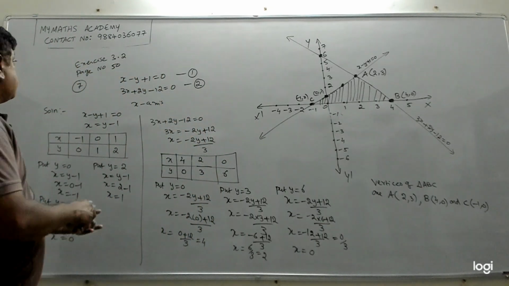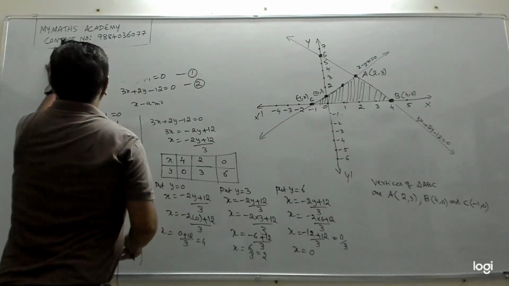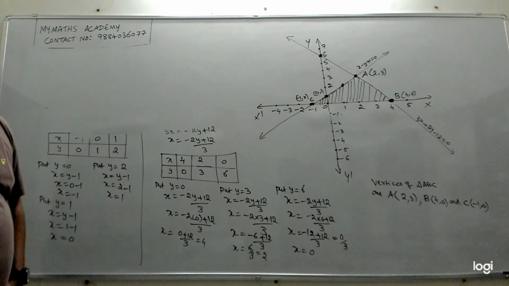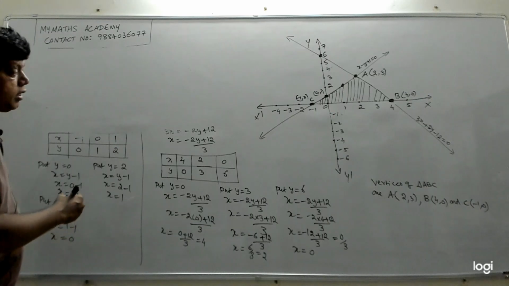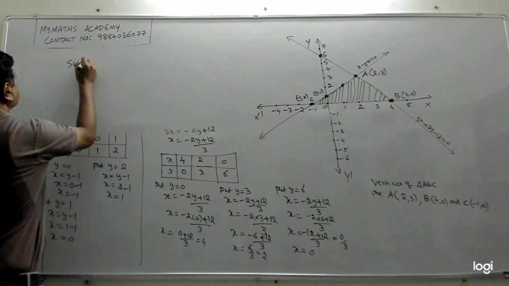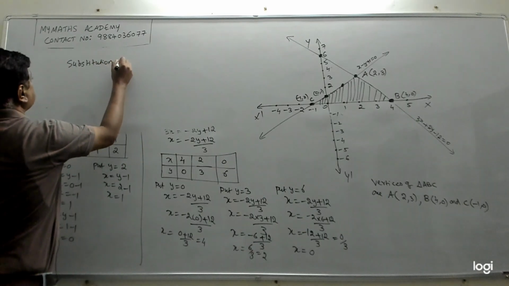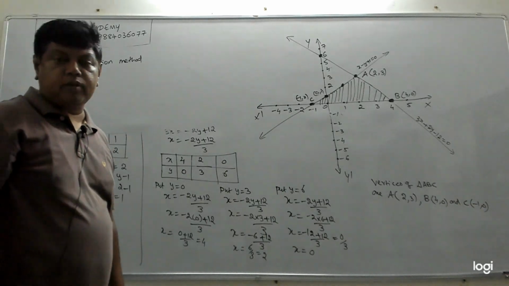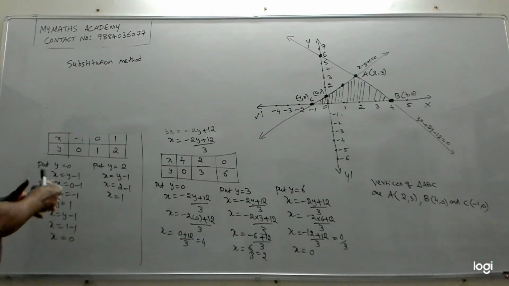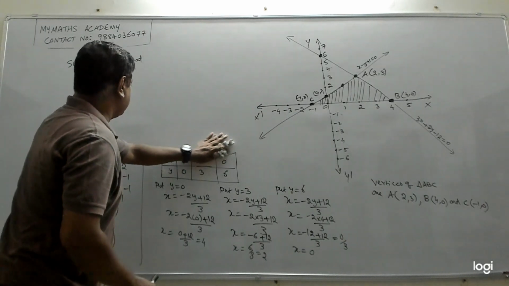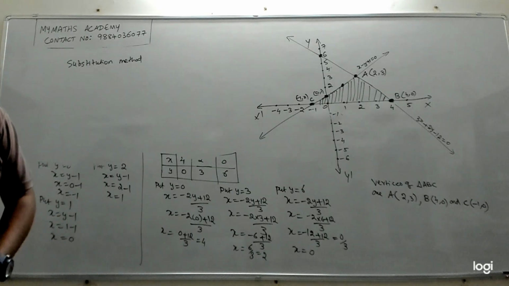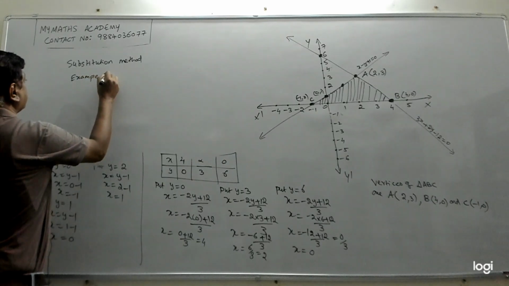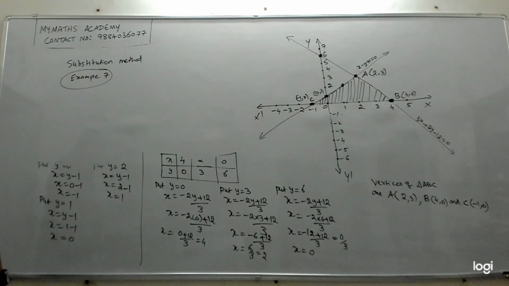Now we will start with the substitution method. I'm going to page number 50. On page number 50, we will solve by the substitution method. Okay? Substitution method. So what is this method? Let's take example 7. Let's solve example 7 in the textbook, page number 50.